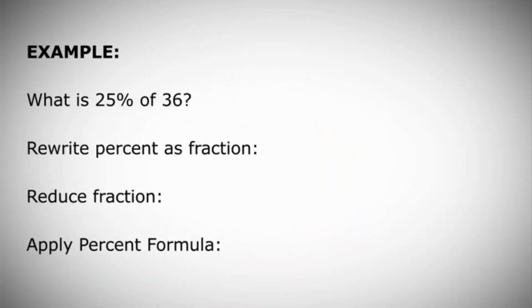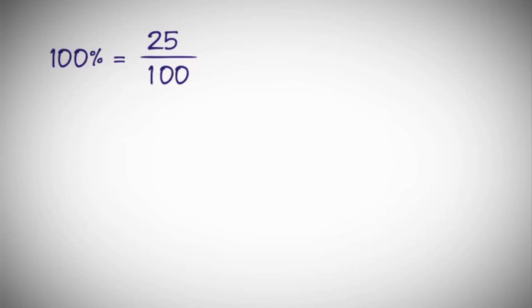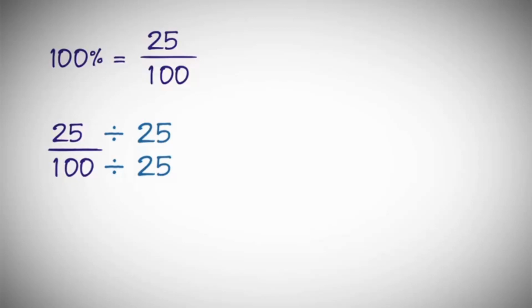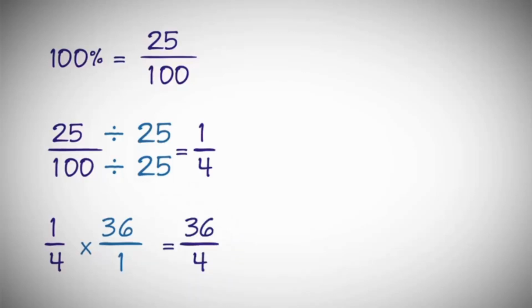What is 25% of 36? The first thing that we want to do is rewrite our percent as a fraction. So take 25 and put it over the number 100. Now let's reduce that fraction. 25 over 100 is going to reduce to 1/4. Finally, we can take 1/4 and apply the percent formula. 1/4 of, which is multiplication, 36. Multiply the numerators, multiply the denominators, and you end up with 36 over 4, which reduces to 9.